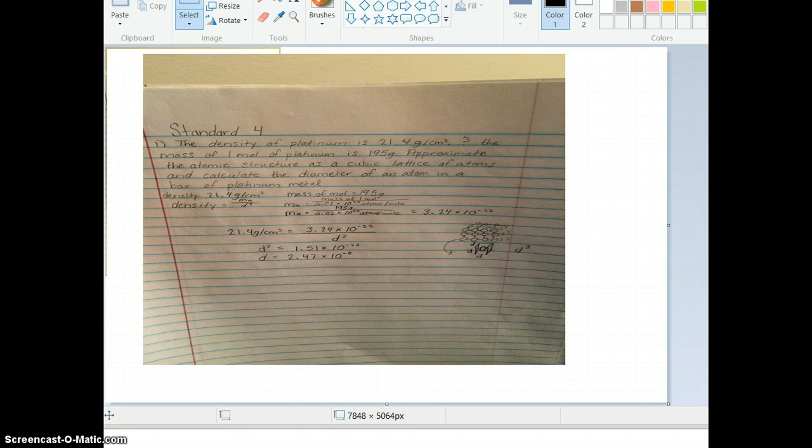And to get diameter, we will raise 1.51 times 10 to the negative 23rd to the 1/3, and that will give us 2.47 times 10 to the negative 8.